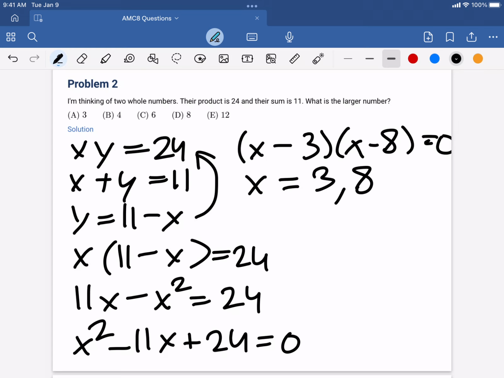So if x is 3, then y is going to be 8. And if x is 8, then y is going to be 3. So these are the two values. And since we want the greater one, it's 8. So our answer is D.